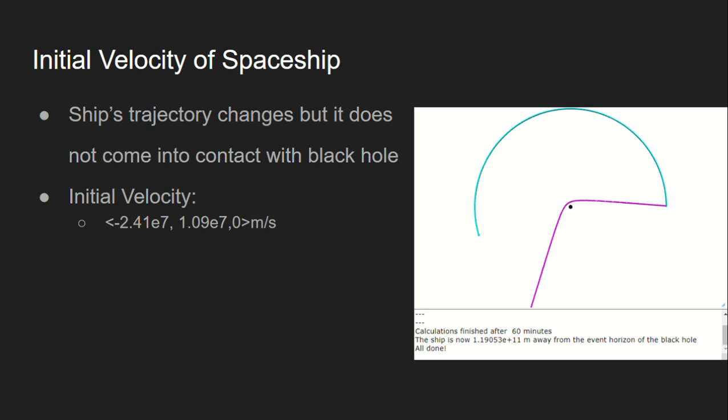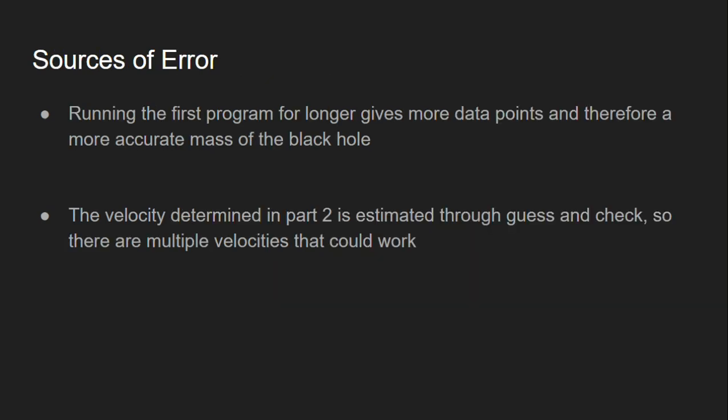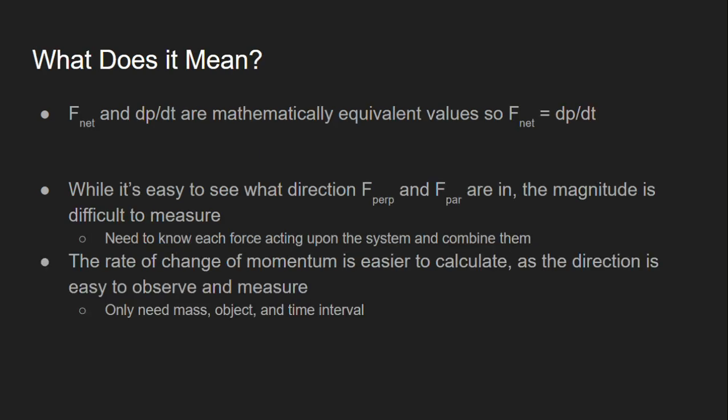Some possible sources of error could have been running the program for too short a period of time in part 1, resulting in a less accurate average mass, and in part 2, I used a guess and check to find my initial velocity, so it's not the most accurate velocity.